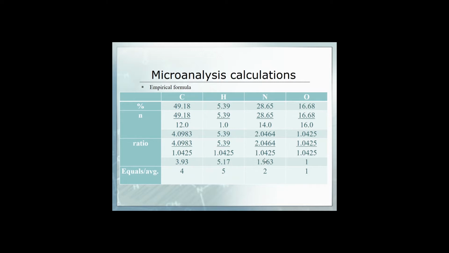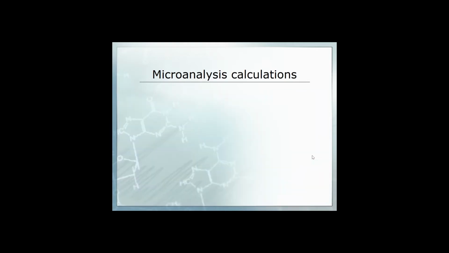If it's a really crazy round up or round down, then you will need to multiply to make it a bigger number. In our case, it's not too crazy, which is good. So we have 4 carbons, 5 hydrogens, 2 nitrogens, and 1 oxygen. So here is our empirical formula. From here, we can now calculate our molecular formula.